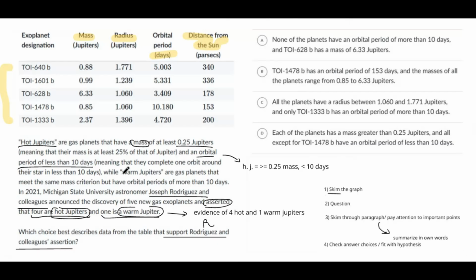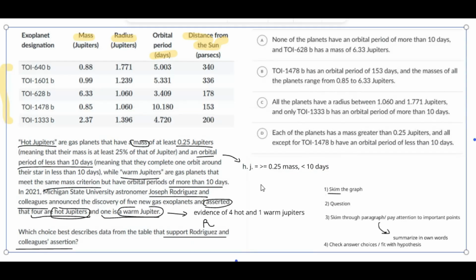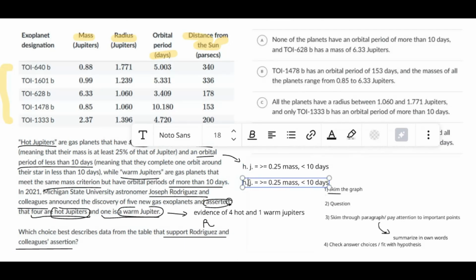While warm Jupiters, we see warm Jupiters, are gas planets that meet the same mass criterion but have orbital periods of more than 10 days. Now, same mass criterion means that they're both basically at least 0.25 Jupiters and of more than 10 days. From this point, we can make our second bullet point, and that is warm Jupiters are of the same mass, however, they have orbital periods of more than 10 days as compared to hot Jupiters.